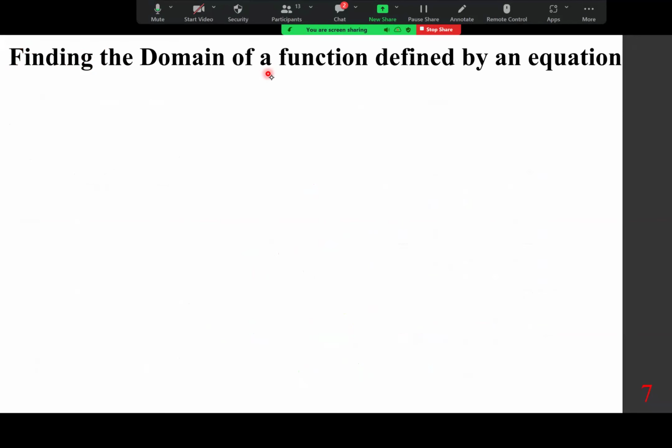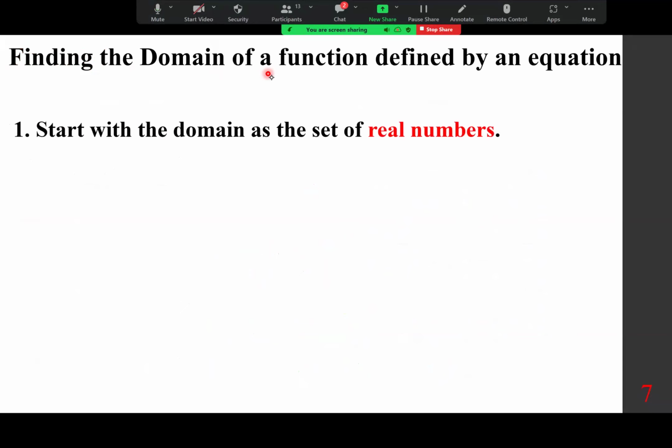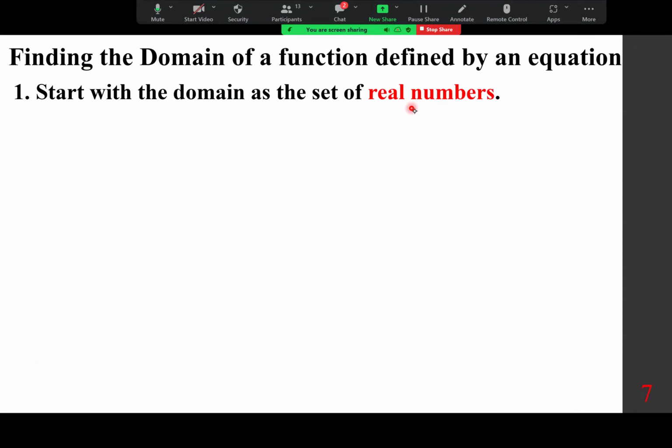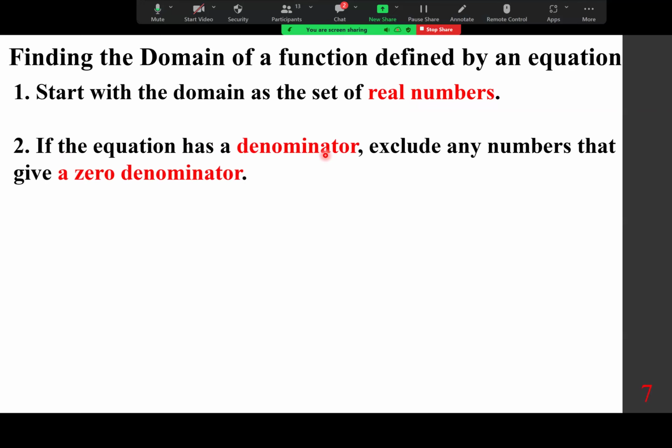Finding the domain of a function defined by an equation. How do we do that? Number one, start with the domain as the set of real numbers. In other words, consider all real numbers to be the domain, and then start excluding if need be. How? Number two, if the equation has a denominator, exclude any number that gives a zero denominator. So any numbers that result in 0 as far as the denominator is concerned.